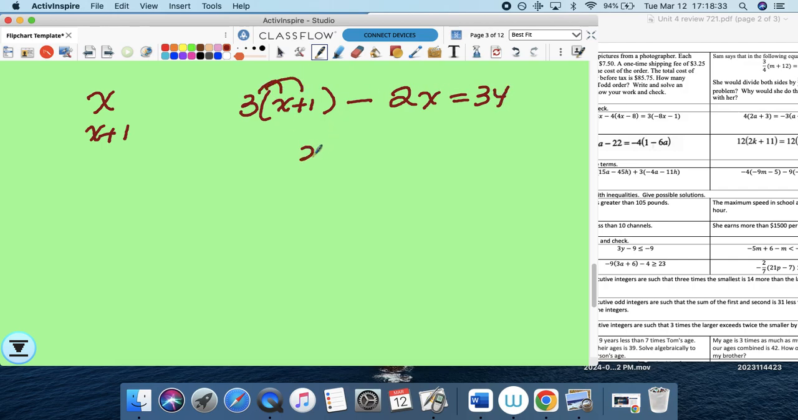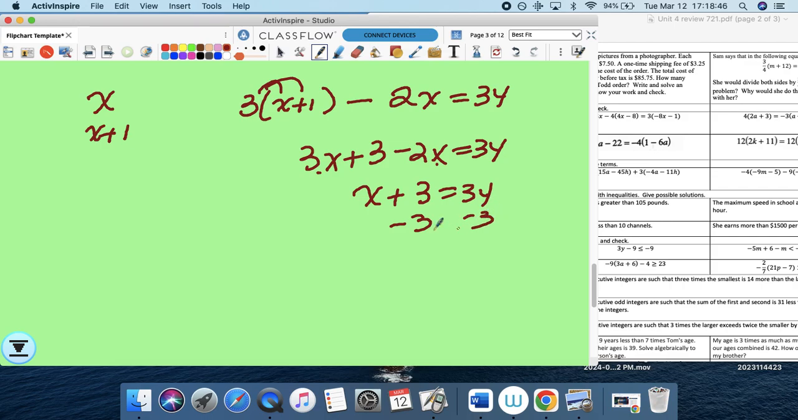Distributive property, 3x plus 3 minus 2x equals 34. Combine like terms, 3x minus 2x is just x. X plus 3 equals 34. We're going to subtract 3 on each side, and x equals 31. So my first number is 31. My second one is 32.